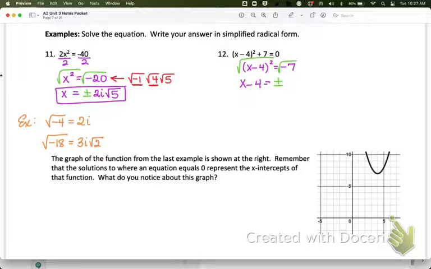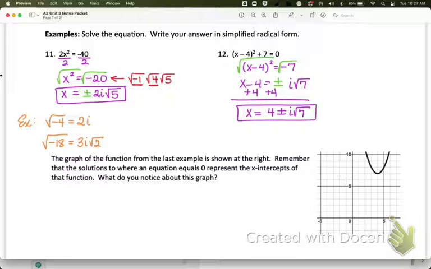Now 7 doesn't have any perfect square factors, but we do have the negative, so that means we need an i in order to make our square root positive. We don't want to leave negatives under the square root, so we bring the i out in front like that, okay? And then just like before, I'm going to add 4 to both sides and put it in front of the plus or minus. So x equals 4 plus or minus i root 7. And that would be how we would write our final answer. Okay? So it doesn't change the process any.